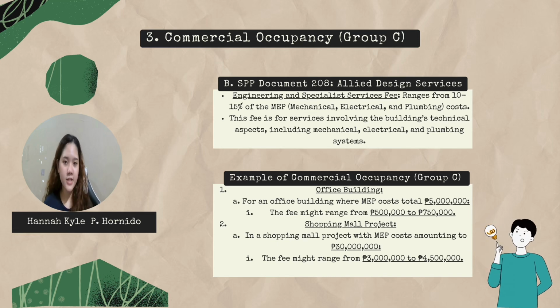the mechanical, electrical, and plumbing or MEP cost. This covers the technical aspects of the building systems. Example number 1. In an office building where MEP cost a total of 5 million pesos, the fee would range from 500,000 pesos to 750,000 pesos. Example number 2. For a shopping mall with MEP cost of 30 million pesos, the fee might be between 3 million pesos and 4,500,000 pesos.